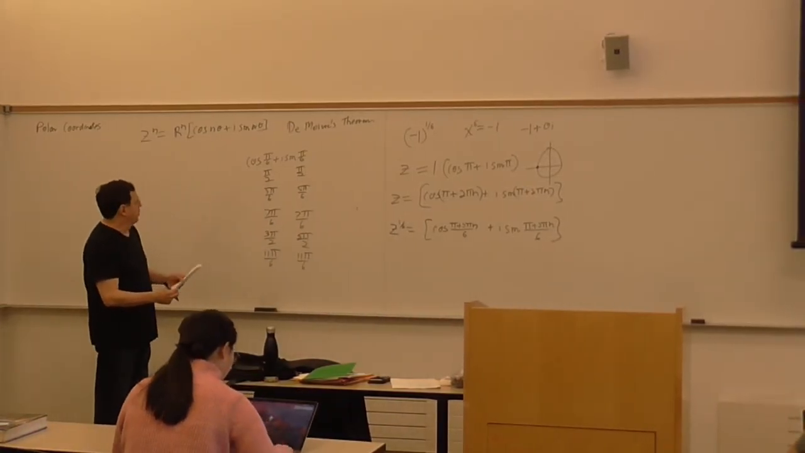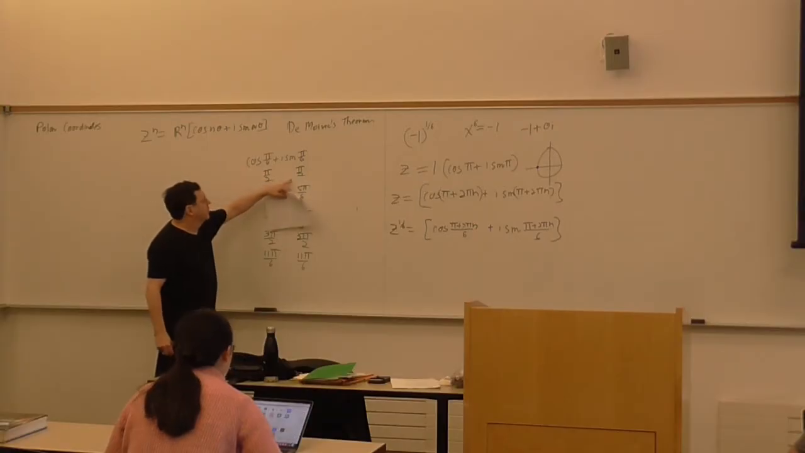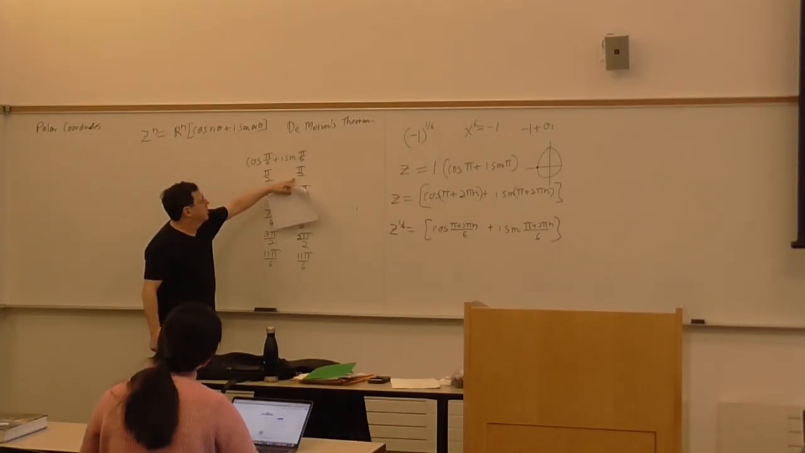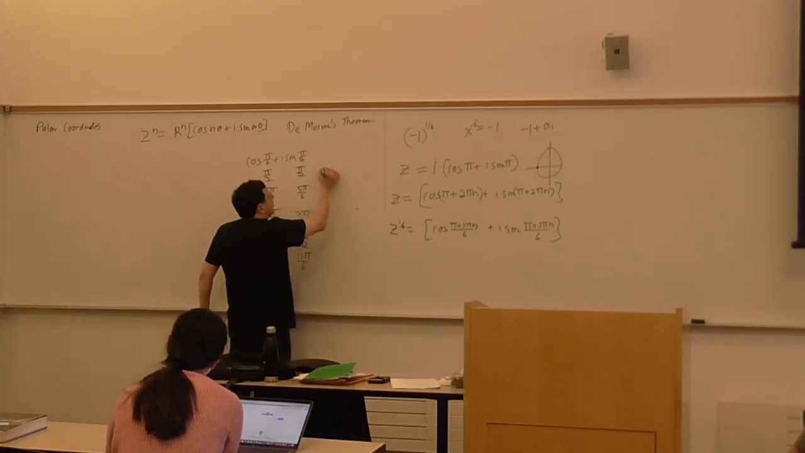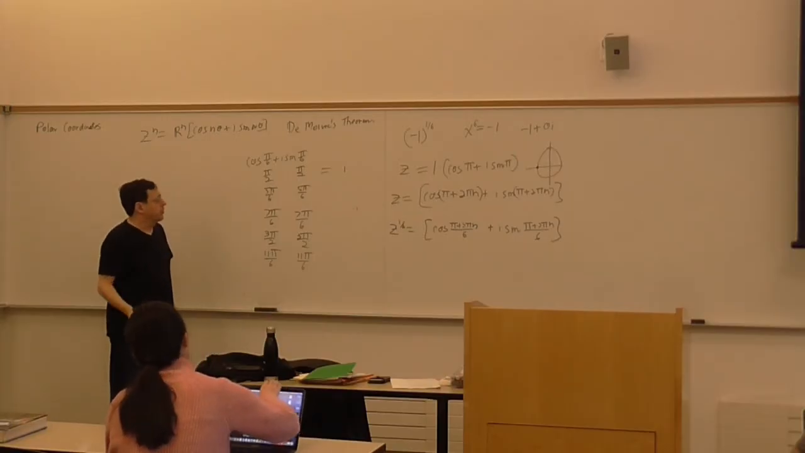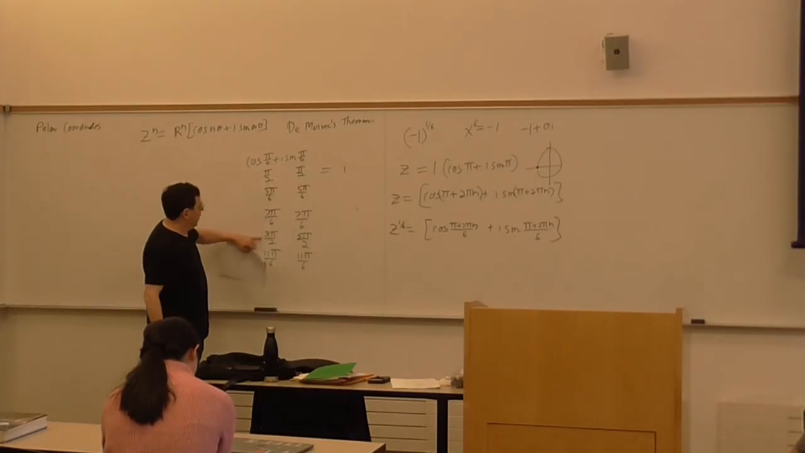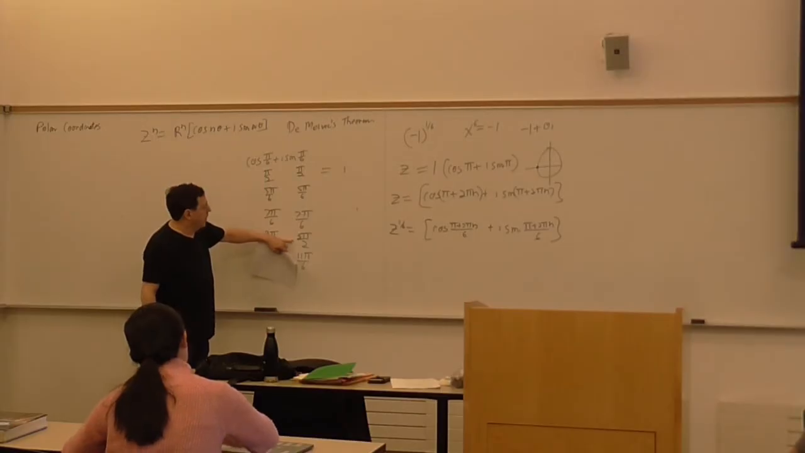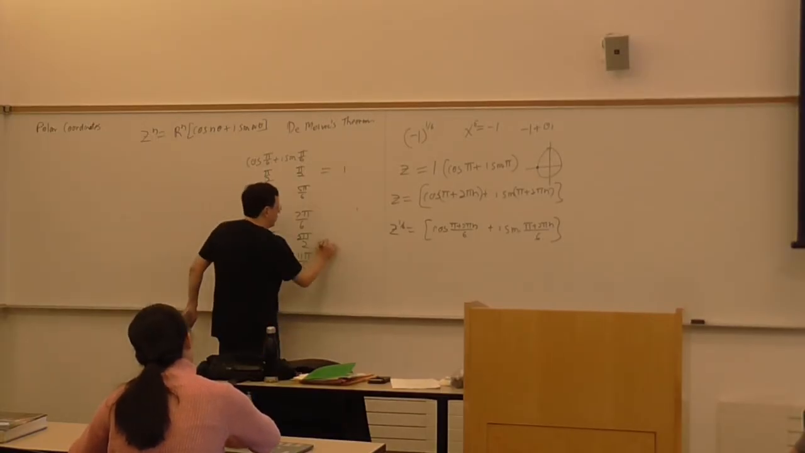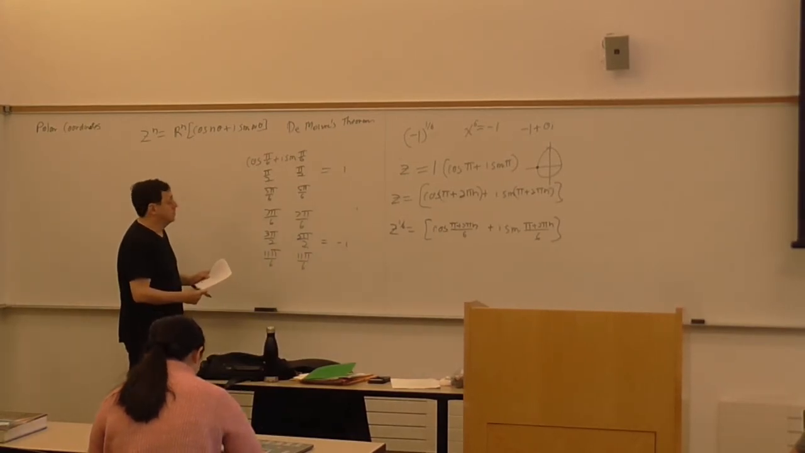Okay, let's do the easy ones first. What's the cosine of pi over 2? 0. And the sine of pi over 2? 1. So this is just i. Right? i is one of the 6 roots. How about 3 pi over 2? The cosine of 3 pi over 2 is 0 again, but the sine is negative. So it's negative i. Okay? Yeah, negative i.